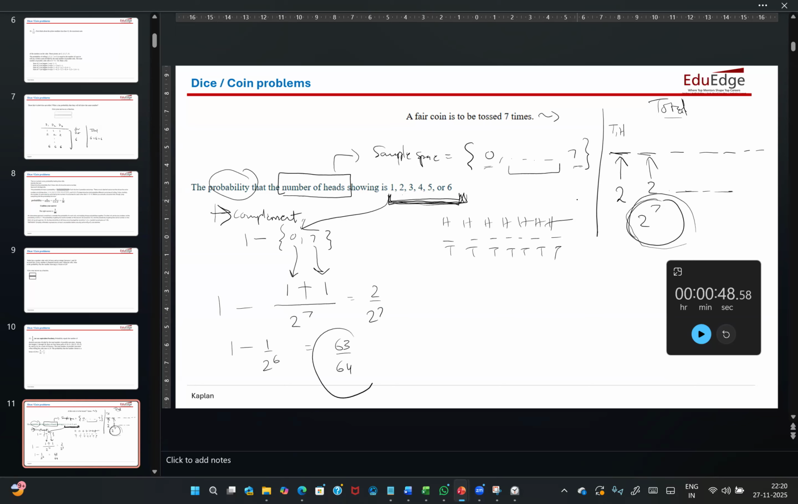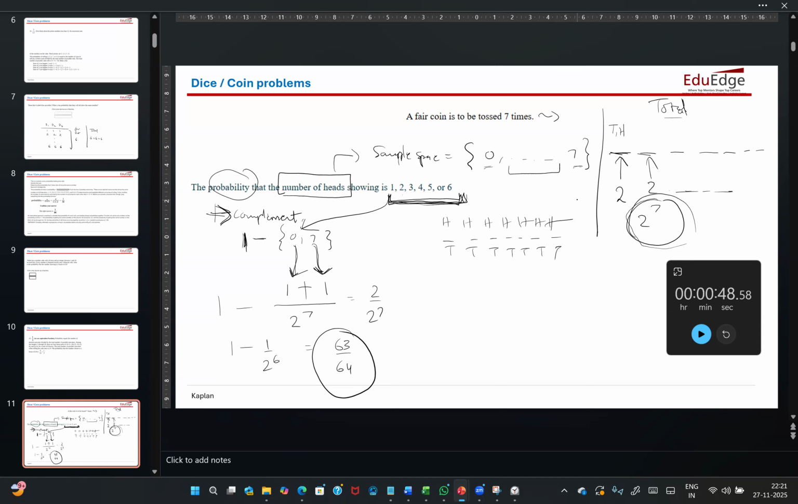No, wait, one second. You took 0 and 7, right? So 0 to 7 is the number of heads that are showing up. In the complement method, I took 1 minus the remaining numbers in the sample space, which is 0 heads or 7 heads. And there's only one way in which you can get 0 heads, and only one way in which you can get 7 heads. Okay.